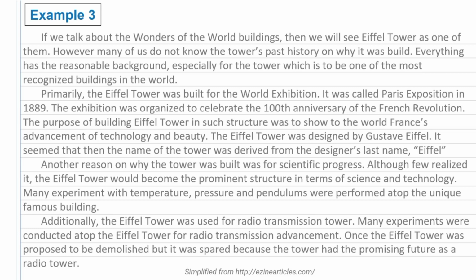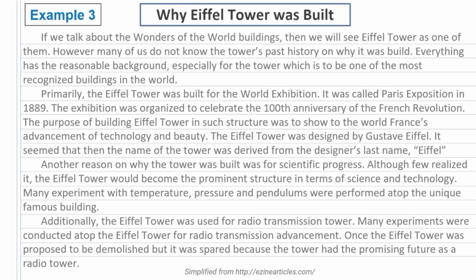Okay, if we talk about the wonders of the world's buildings, then we will see the Eiffel Tower as one of them. However, many of us do not know the tower's past history on why it was built. Okay, so until here, I guess we can easily guess the topic of this text. This is about why the Eiffel Tower was built. The second, the third, and the fourth paragraphs will explain why the Eiffel Tower was built.